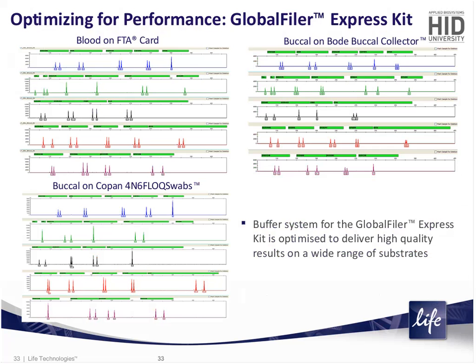So that's performance on casework type samples. What about the performance that we're able to get on the single source samples through the direct amplification workflow? And these are just examples of the GlobalFiler Express kit, the single source version of the GlobalFiler kit, for blood on FTA card, buccal on a Bode buccal collector, and also buccal on a Copan flock swab. And what you can see here are very nicely balanced, good signal intensity, very clean baseline profiles, all from unpurified samples, either directly, as in the case of FTA card, which lyses the sample on contact, or for the Bode buccal and swab substrate in combination with the prep and go buffer.